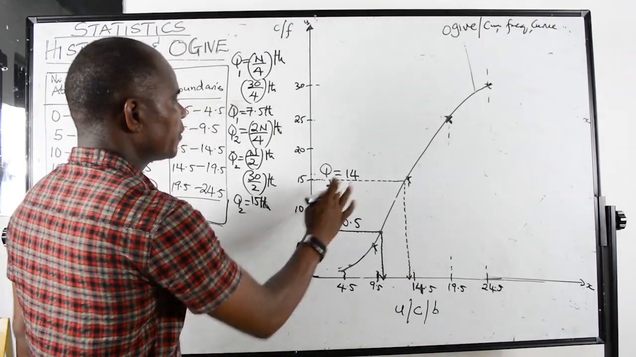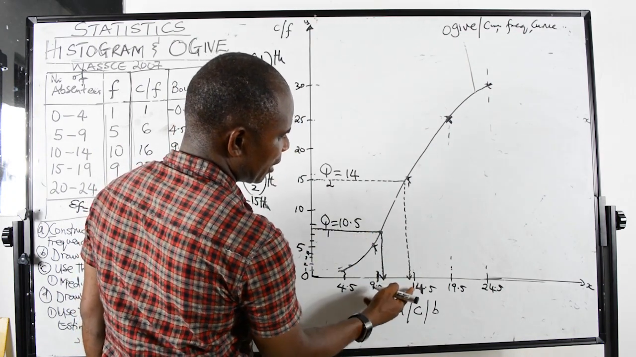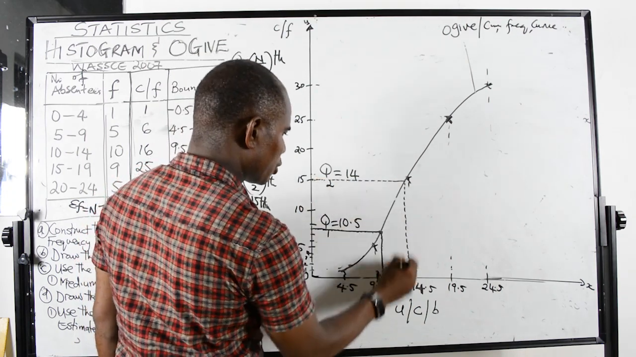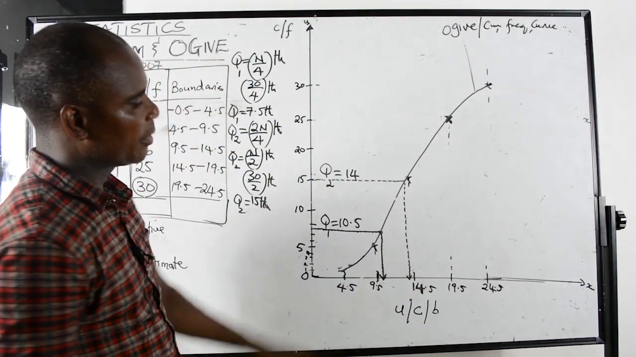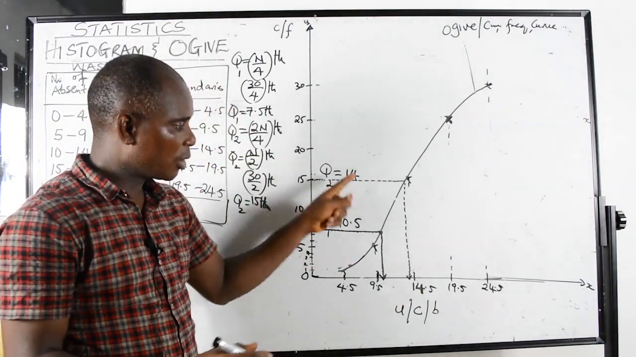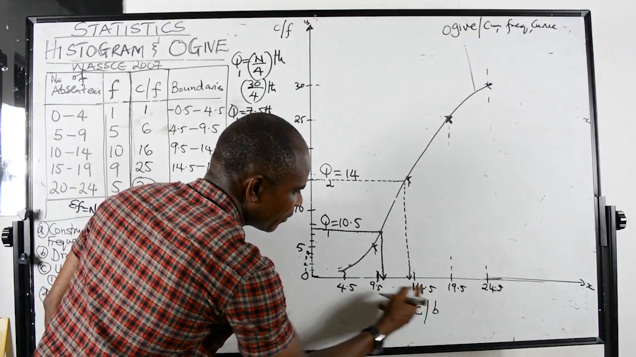If you do it properly, you have your figures somewhere there, 15. But you use your graph paper and get it. I'm just giving you an estimate here, because I'm not using graph paper. Let's just say it's before here, it's 14. That's 14.5. This is 14.